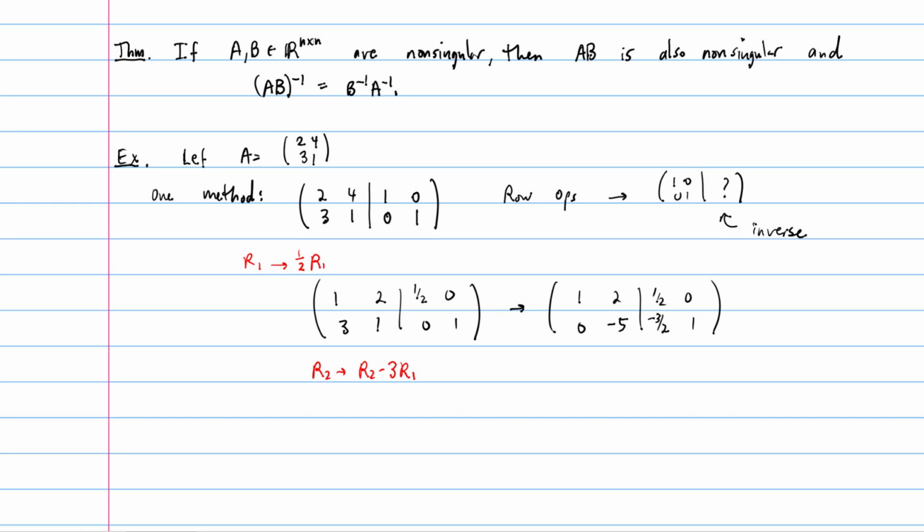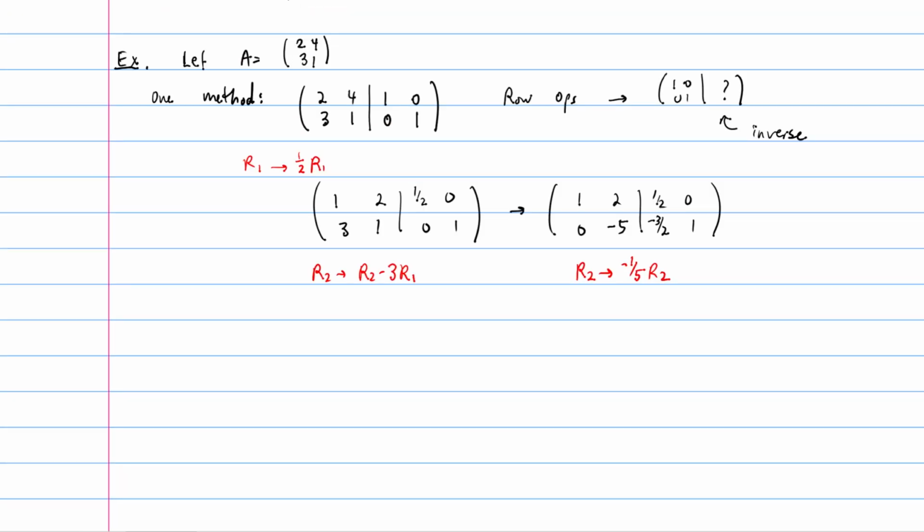Then at this point, there's only a couple more steps, right? Replace row 2 by -1/5 of row 2. So get this out and make that a 1. We'll be close, right? So at this point we have 1, 2, 1/2, 0. This will be 0, 1. We're going to divide through by -5, right? So this is going to become positive 3/10. And then this is going to become positive 1/5.